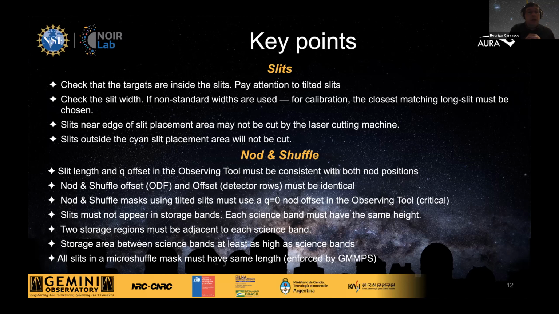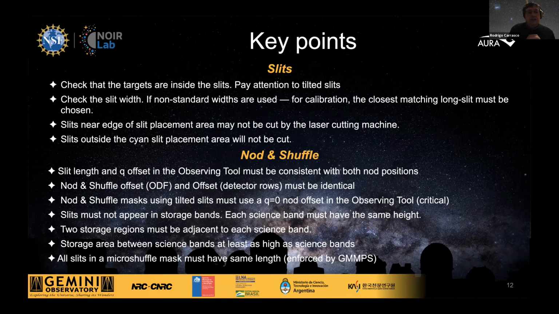This is unavoidable, and also slits outside the cyan slit placement area that I showed in the previous slide. Finally, some nod and shuffle recommendations. You have to be sure that the slit length and Y offset in the observing tool are consistent with both node positions. This is important, as I also showed, the nod and shuffle offset and the offset in the detector rows must be identical.